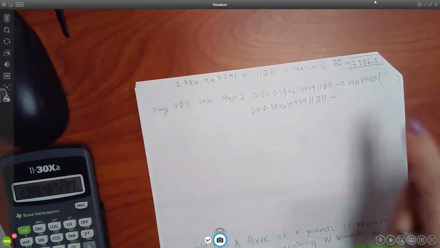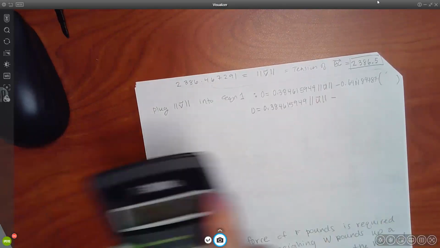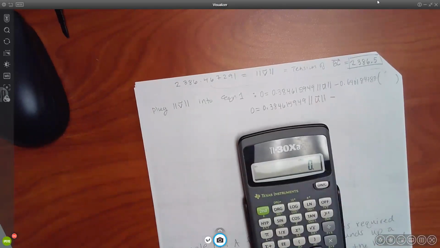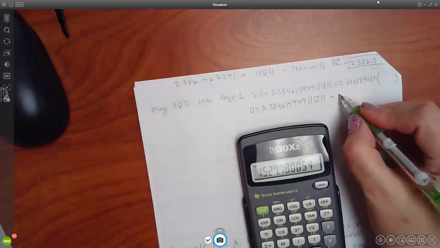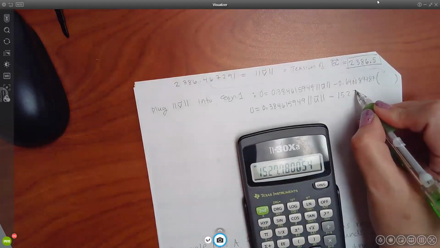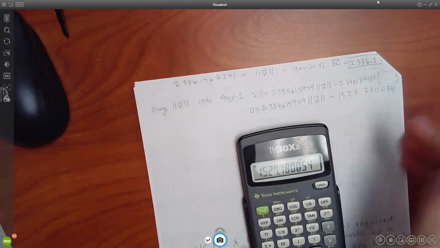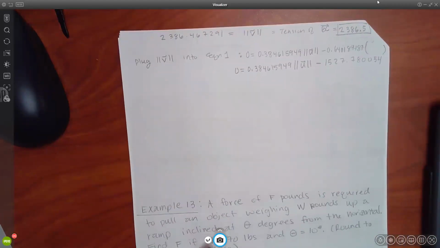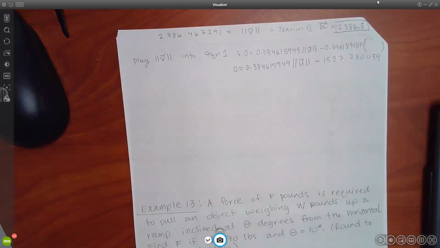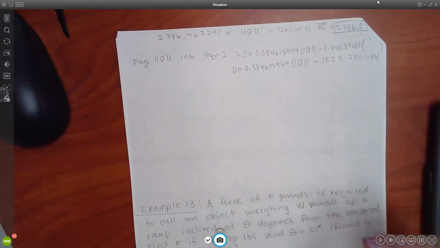And what do I get when I do this number times that number? I have no idea. 0.6401 times this big 2000 number. I get this number. And then how do you solve that for U, the magnitude of U? What would I have to do first?